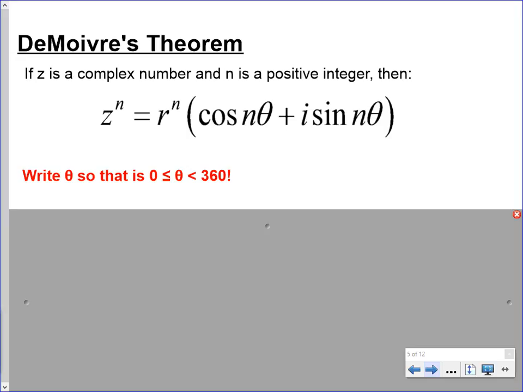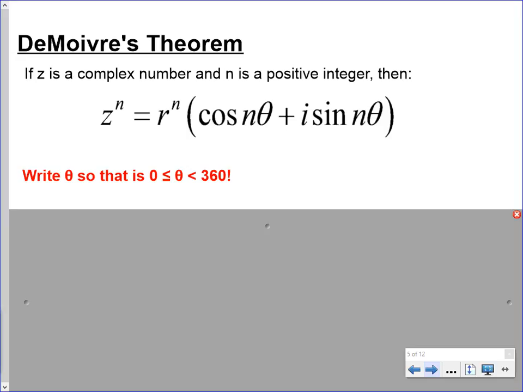And I put a little note there as well. Theta should be between 0 and 360, in the very beginning, before you do any work.